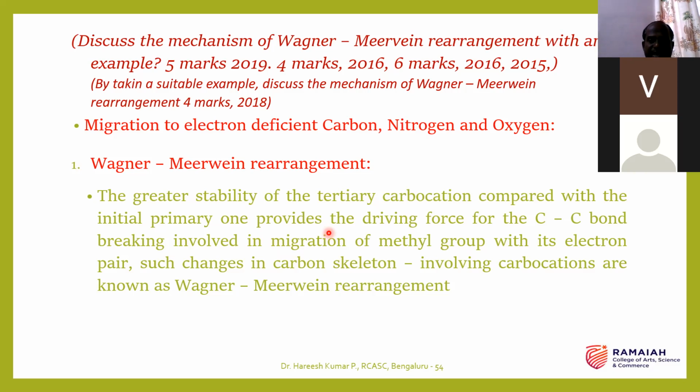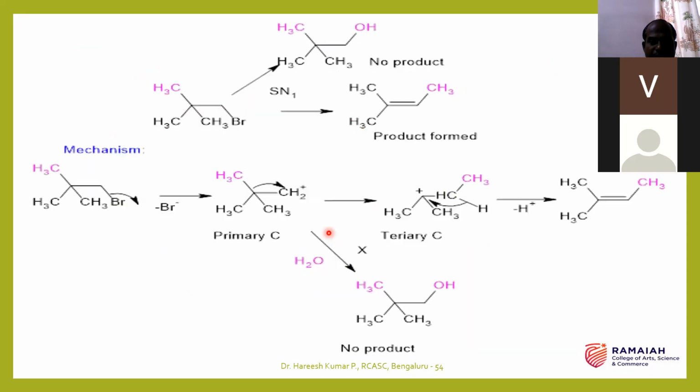What is happening here? A more stable tertiary carbocation is formed during the SN1 reaction, and these reactions involve the migration of a 1,2 shift. Such types of reactions are called Wagner-Meerwein rearrangement, and these reactions occur during the SN1 reaction. So let's go into the examples.